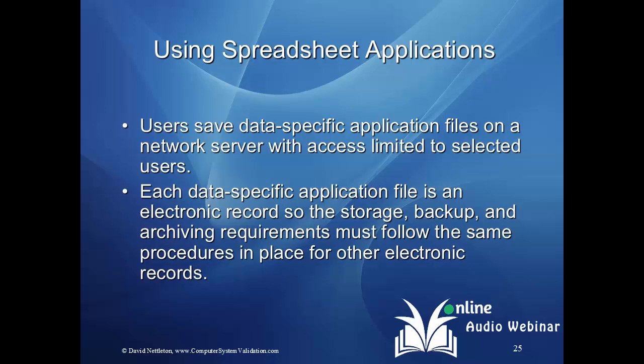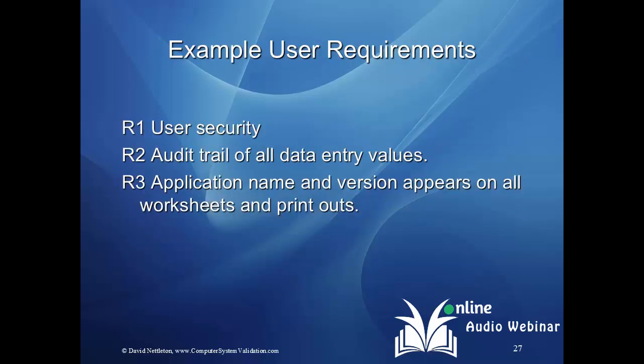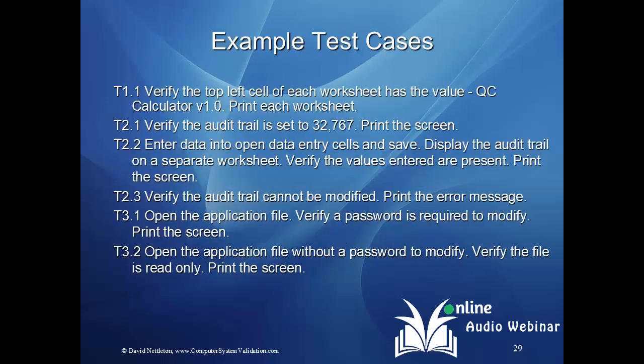Now, let's say a user saves their data, and when they save their data, they can't overwrite the template. Let's say that in January, you used a 1.0 file, but in February, you come out with a 1.1. Here are some examples of requirements. R1, user security, R2, audit trail, okay? And then R3 can't be electronic signatures, so R3 is something else that you want it to do. Specs are much bigger and thicker and more detailed. Test cases are very short. Do something, verify something, print something. It's very simple. You don't have to write test scripts.